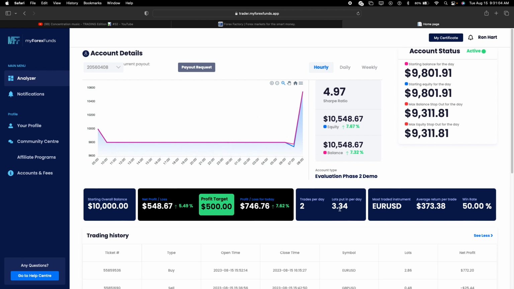I now just got to wait. I think I've got to place one or two more trades. If I can hit my five minimum trading days, then I get my certificate and get my live account credentials.